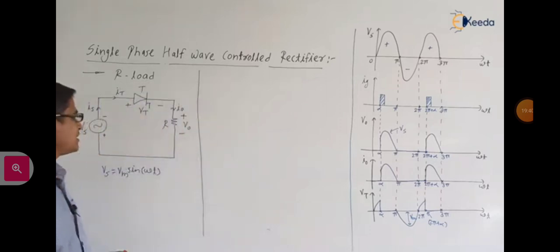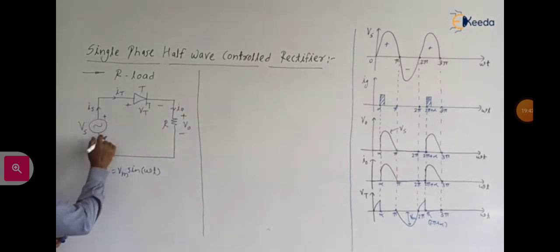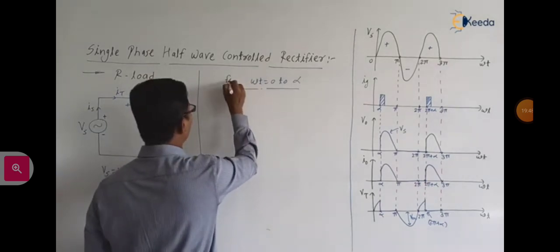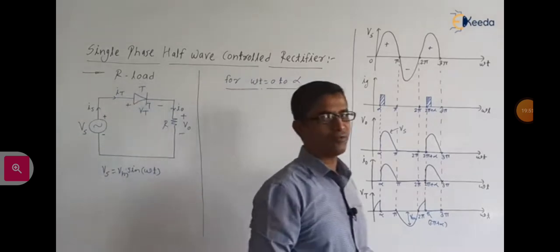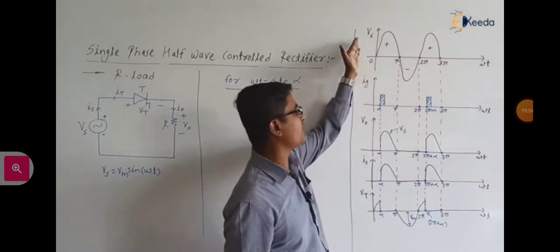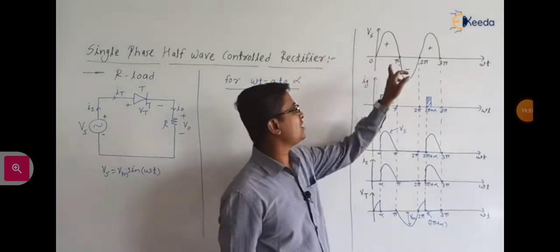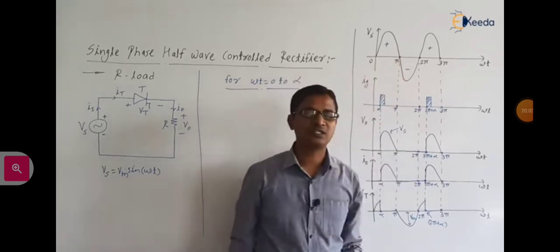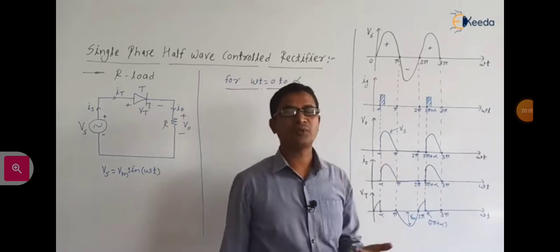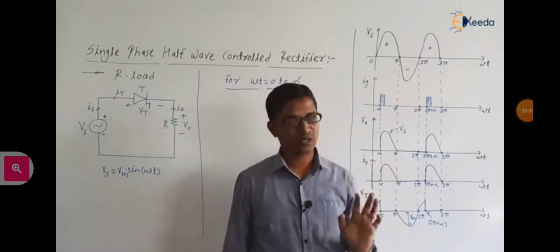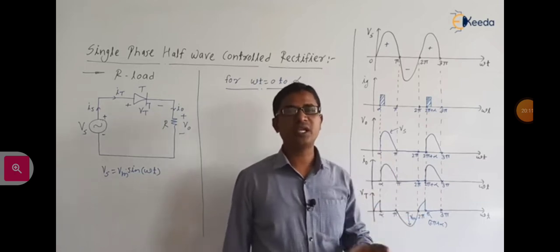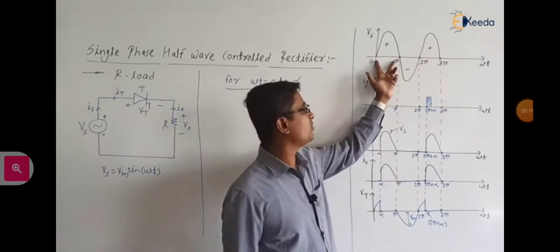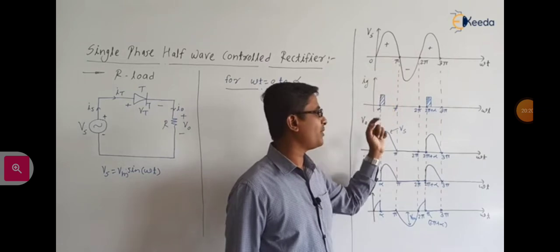Now let us discuss the circuit operation in each interval, for omega t equal to 0 to alpha. If you check the waveforms, here is the Vs waveform, a sinusoidal voltage. As I said, when Vs is positive, the thyristor will be in the forward bias mode. If we want to turn on the thyristor with the help of a gate signal, first we need to check whether the thyristor is in the forward bias mode or not. If it is, then and only then we can turn it on by applying the gate signal. As from omega t equal to 0 to pi the thyristor is in the forward bias mode, that's why we have applied the gate signal.